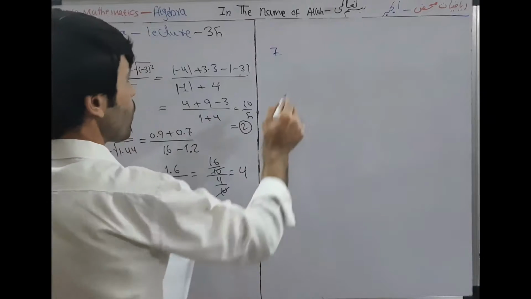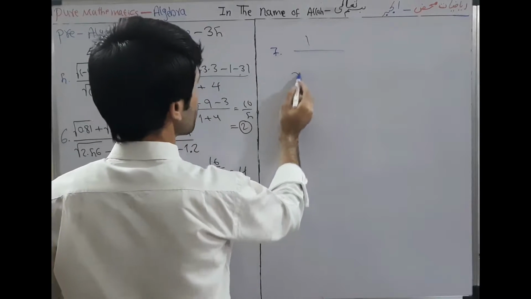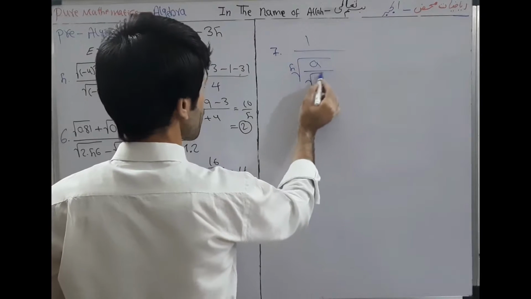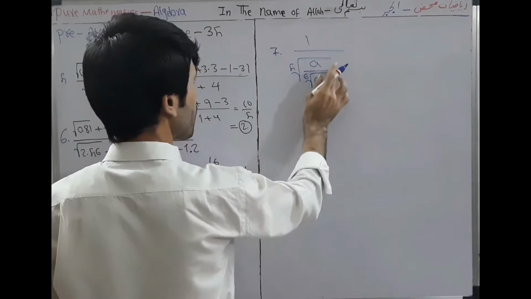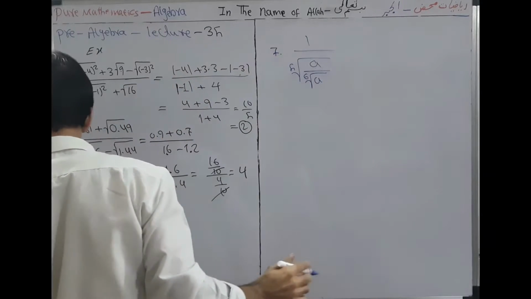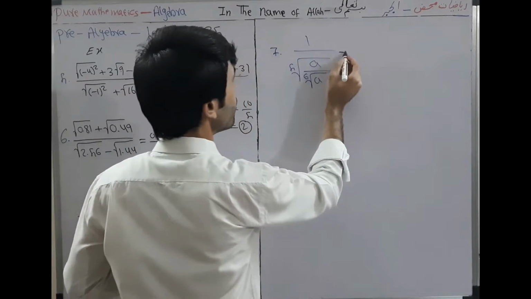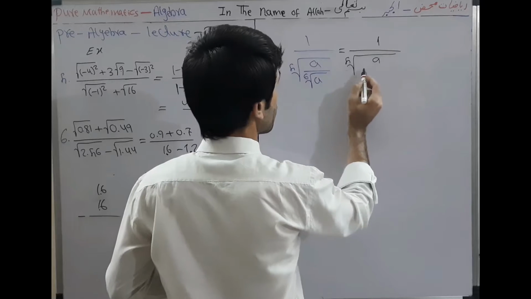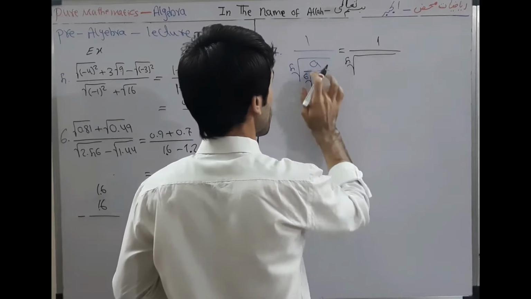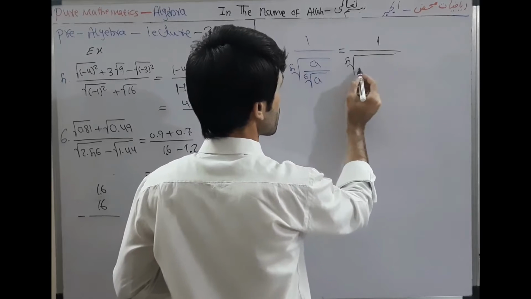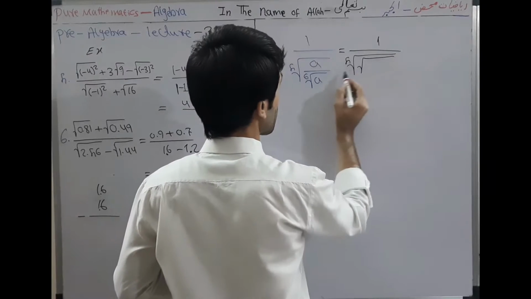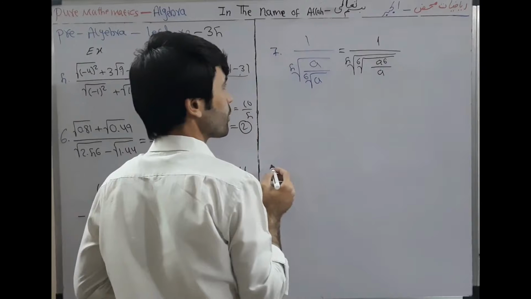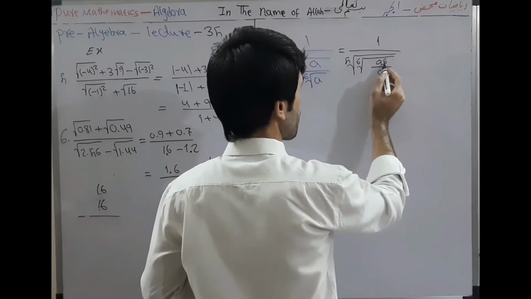we have 1 over 5th root of a over 6th root of a. It is equal to 1 over 5th root of a over, we bring a inside the 6th root of a, then we can write a to the power 6 over a. It is the 6th root of a to the power 6 over a.